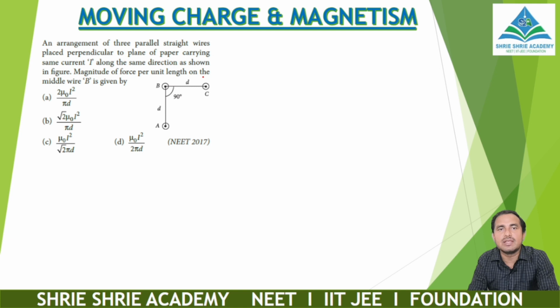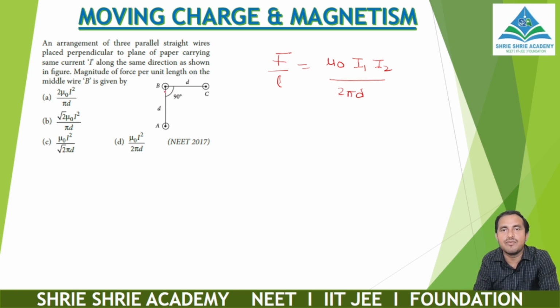The arrangement of 3 parallel wires is perpendicular to the plane of the paper, carrying the same current in the same direction. The force per unit length formula is mu naught I1 I2 divided by 2 pi d. Here it is asking for the force per unit length on the middle wire P. If you take from this side, the same force, and from this side also the same force, because the same current is passing. So the net force you will write as F net equal to root of F1 square plus F2 square.